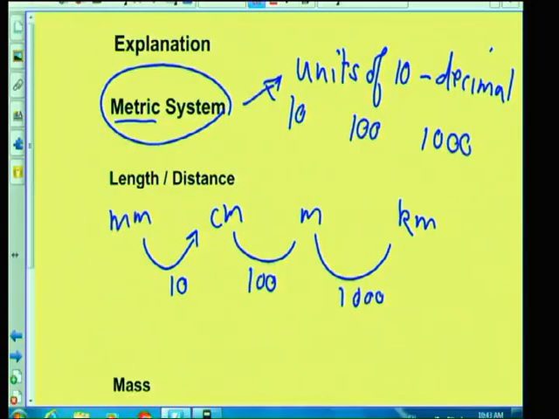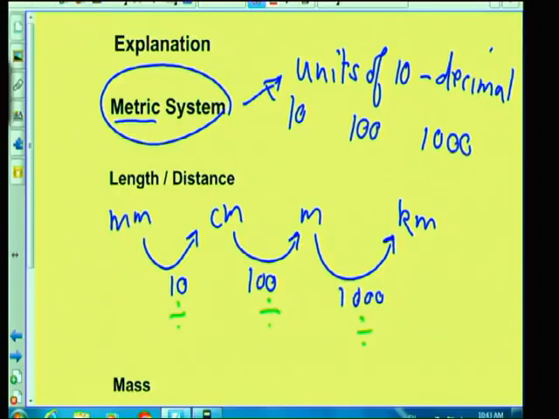Well, you think about it. If I have 10 millimeters, that's 1 centimeter. So going from left to right, I'm actually going to divide. So if I'm going up the table, I'm going to divide. Centimeters to meters, I divide. So in that direction, going from small to big, I always divide.